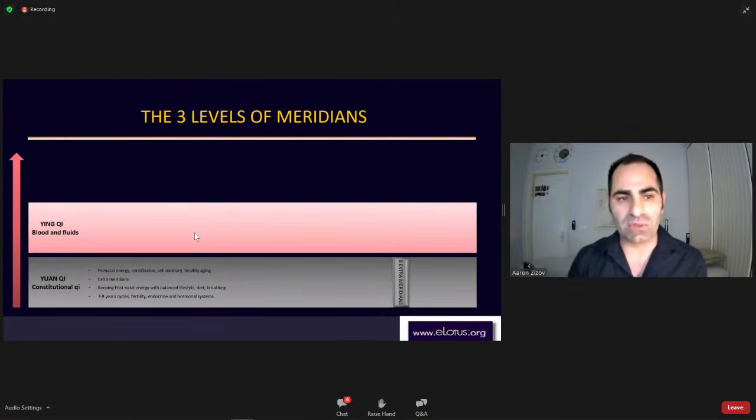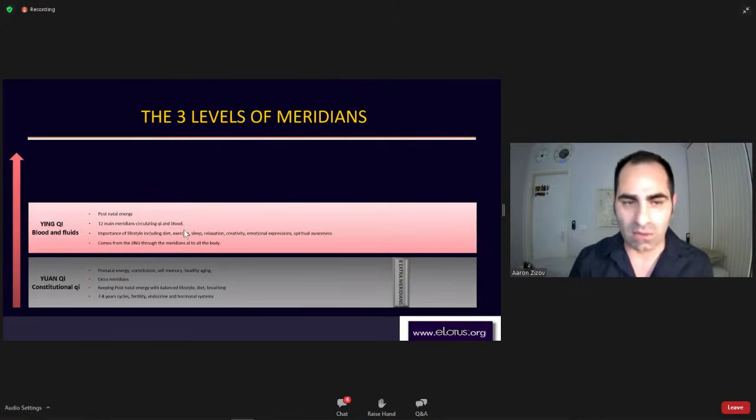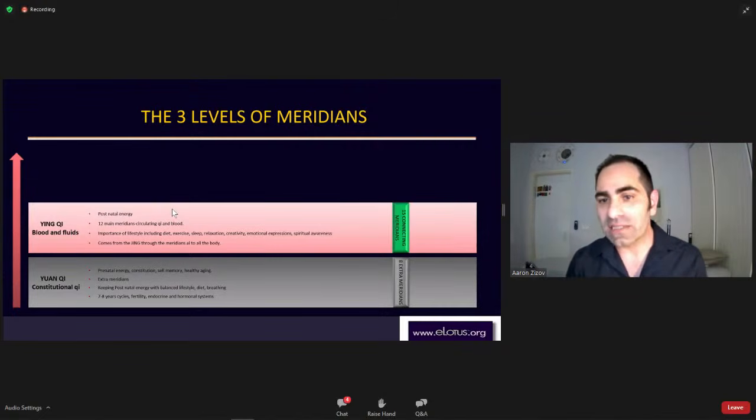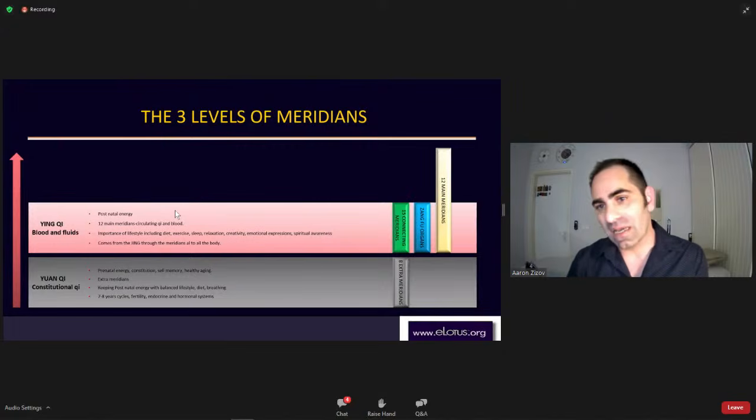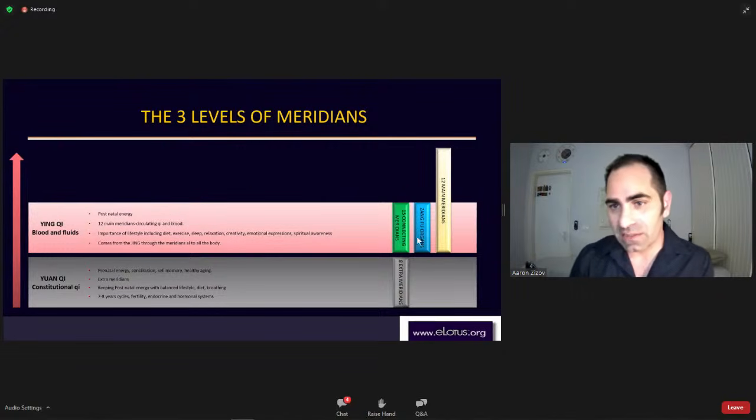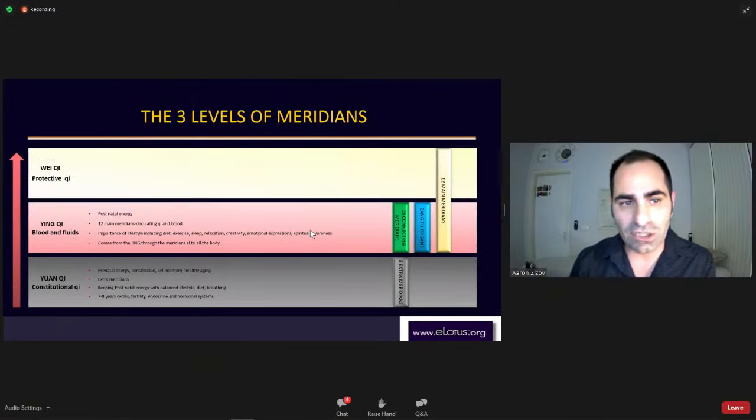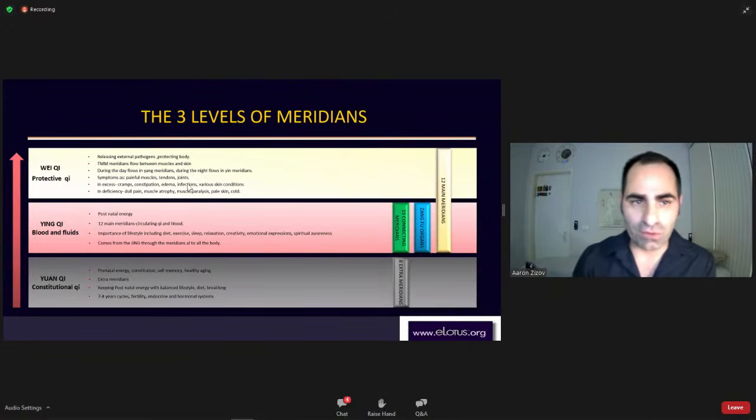Then we go up to the Yin Qi, the blood and fluids, and all the different indications of this level. Here we have the connecting Luo meridians. We have the Zang Fu organs on this level, and we have the 12 main meridians that go through the Yin Qi level and the Wei Qi level, the protective Qi. And here we have, of course, all the different indications for this.